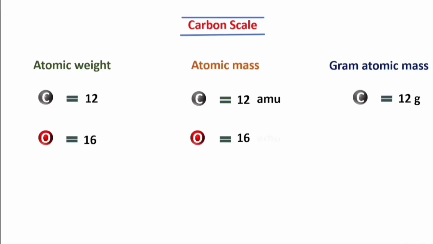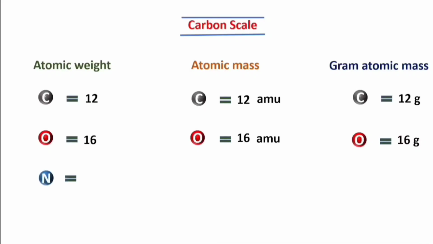Or replacing the AMU with its unit value, the atomic mass of an oxygen atom is 16 into 1.6603 into 10 raised to the power minus 24 gram or 16 AMU. And the gram atomic mass is 16 gram.